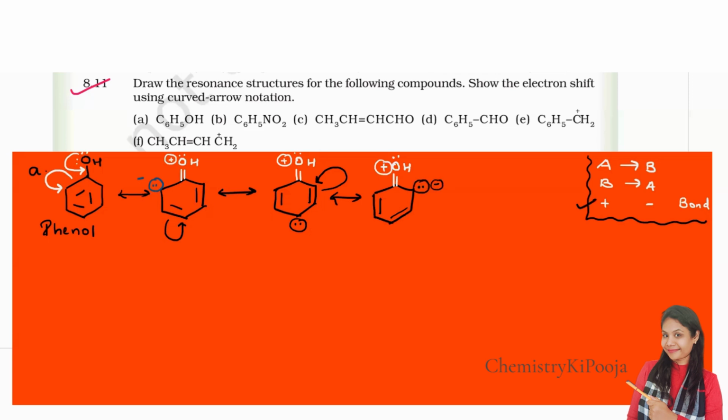Clear? Now, whenever we need to write down the resonating structure, till which structure are we supposed to draw? Always remember, the first and the last structure should be exactly the same. The only difference is the position of the double bond, which will change. Rest all is going to remain the same. Clear? So again, I'm going to write down. Now what are we left with? We are left with a double bond that needs to be present over here.